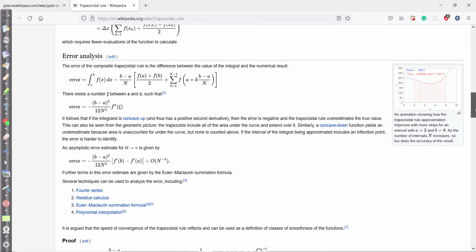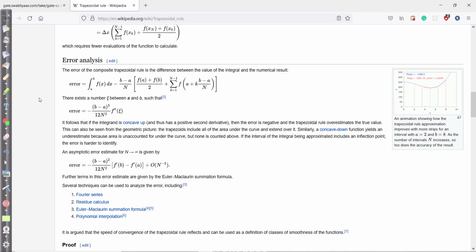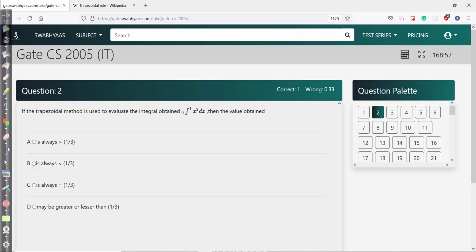Now, what is the formula for error? You don't need to remember it, but you can see one pattern: the error always comes out to be negative in case of the trapezoidal method. Okay, so that is what we have to understand. Now, what is error? Error is the exact value which should be the answer, minus the calculated value.